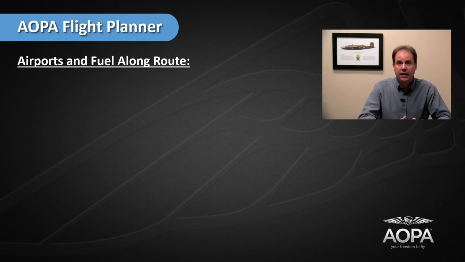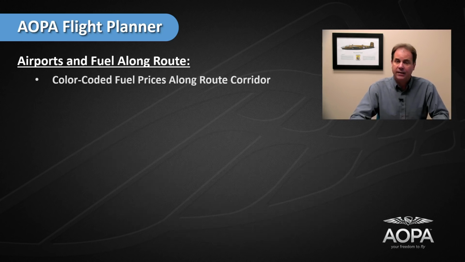So let's look at the next one that lends itself. We're going to use the same route. This is the airport and fuel along route. Again, this is a very unique tool. Not the fuel prices along route, we can pretty much get that in any app that's out there. That's not that unusual. EFBs all have that, and it's a great handy tool. We've taken a little bit different spin on that to try to make it even more useful.